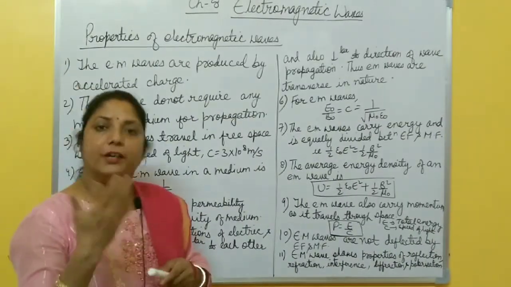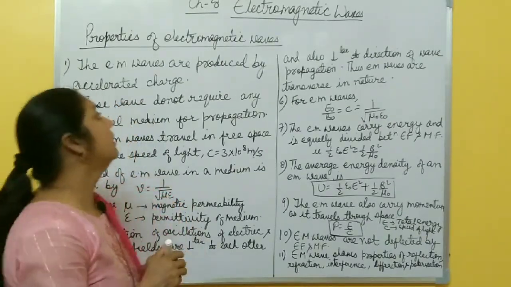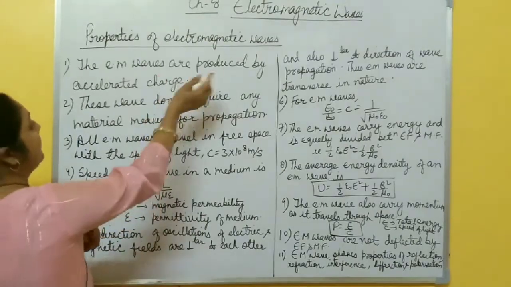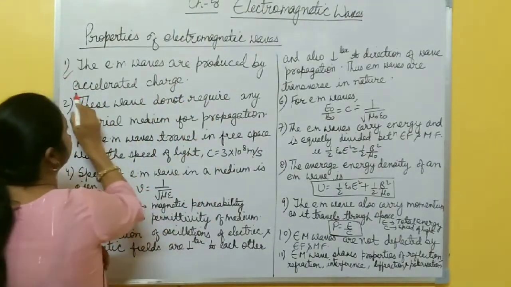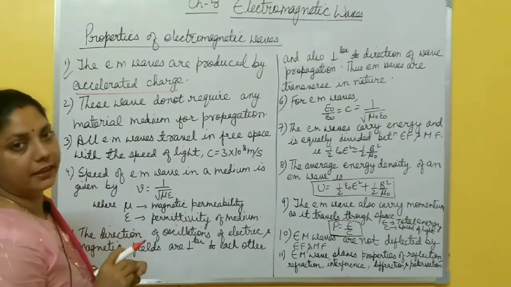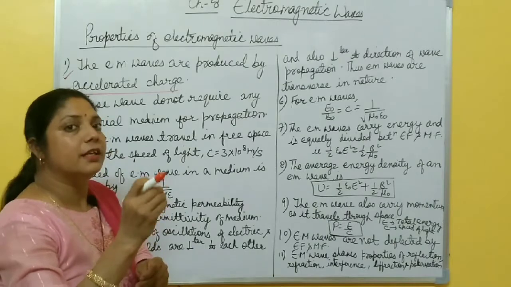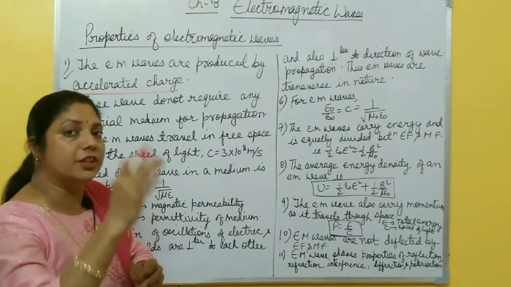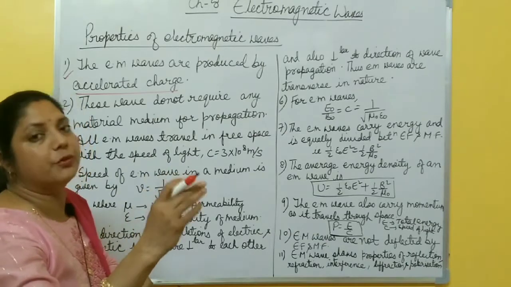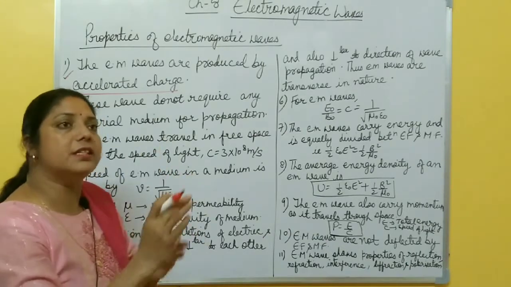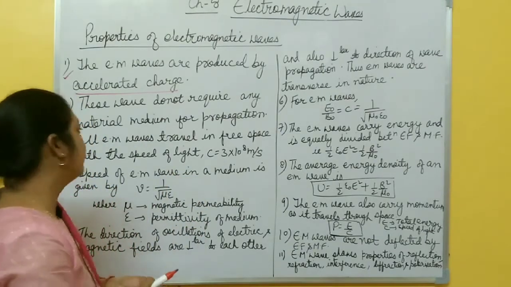You know what electromagnetic waves are and how they are produced. We already discussed all these things, right? So number one property of electromagnetic waves is that they are produced by accelerated charged particles. When the charged particle accelerates, it produces a changing electric field, and due to that varying electric field, it produces a varying magnetic field. In this way, both become the source of each other and electromagnetic waves are produced.